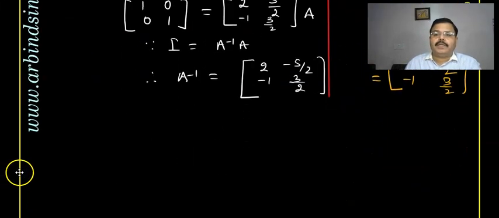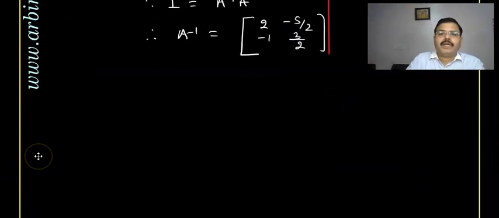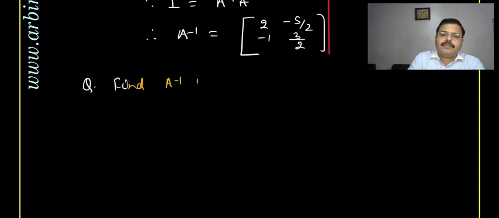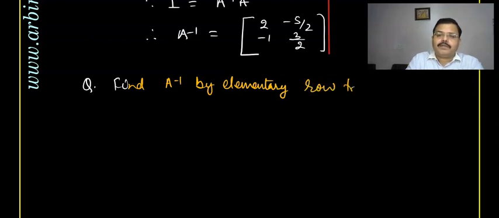So let us do one more question, at least one more question of order 3 into 3. The question is, find A inverse by elementary row transformation. How to deal with this question?